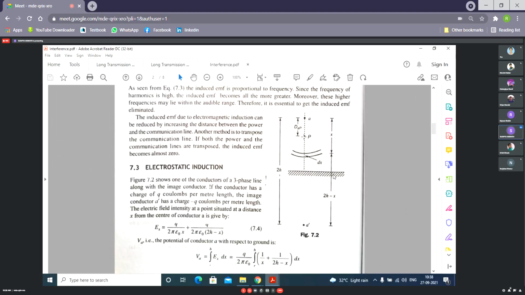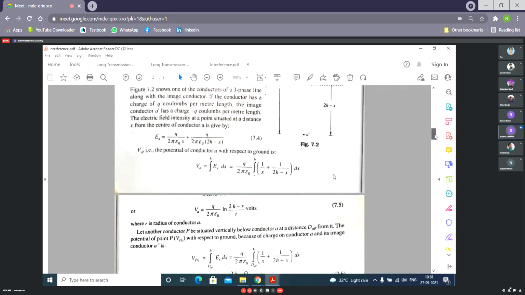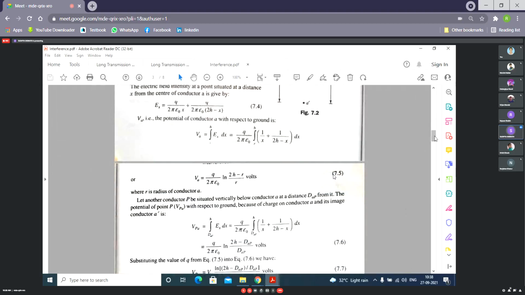So what will be the voltage induced in this communication line conductor due to the charge present in this conductor? Okay, so what is that? That formula is also exactly the same. You have to use the same formula, this one. Q by 2 pi epsilon 0 they have taken outside, so the integration will be dAP.